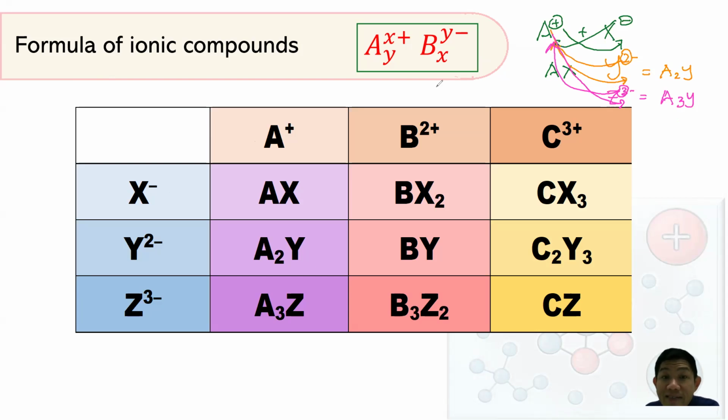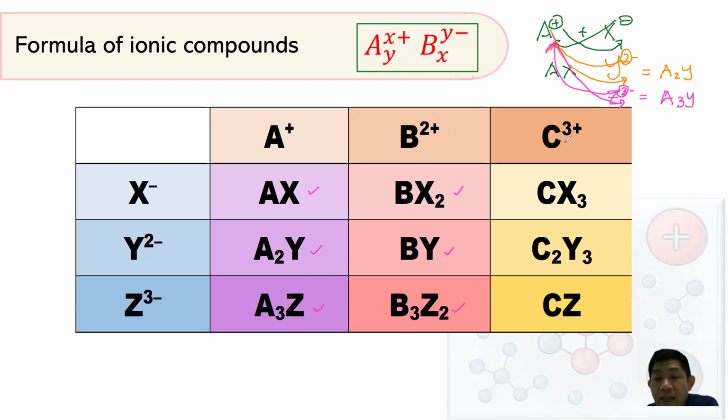So do you think you understand? Together with A+ and X-, you form the formula AX. With A+ and Y2-, you form the formula A2Y. With A+ and Z3-, you form the formula A3Z. B2+ reacts with X- to form the formula BX2. B2+ reacts with Y2- to form BY. B2+ reacts with Z3- to form B3Z2.